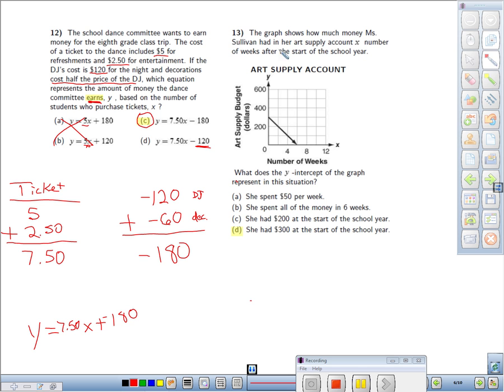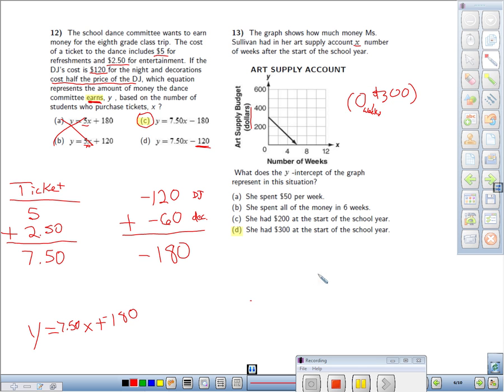The graph shows how much money Ms. Sullivan had in her art supply account, represented by X number of weeks after the start of the school year. So again, X is representing number of weeks. Y then would represent the amount of dollars in that art supply budget. So, question, what does the y-intercept of the graph represent in our situation? Well, let's find it. We're at 0, looks like 300. So let's write that down. The point (0, 300). Now, remember, X represents number of weeks. So we could say at 0 weeks, she has 300 what? Well, again, this is measuring money, so $300.